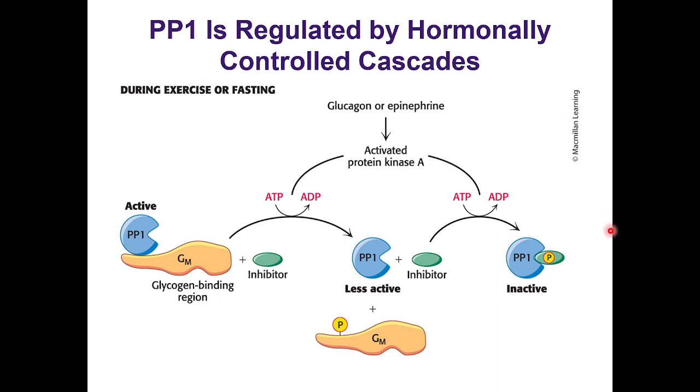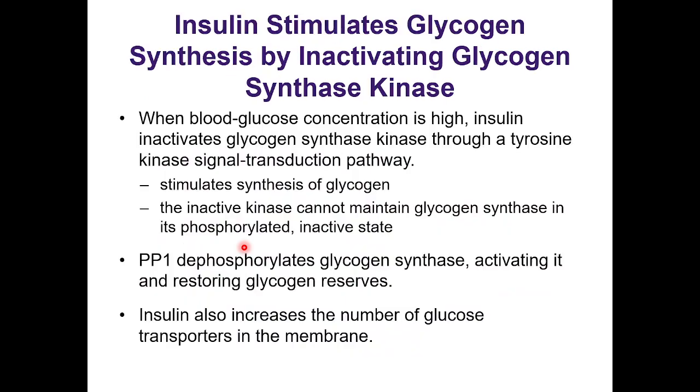Yeah, double phosphorylation. Okay. So when the blood glucose concentration is high, your insulin is going to inactivate the glycogen synthase kinase. This is through a tyrosine kinase signal transduction pathway. This stimulates the synthesis of the glycogen. The inactive kinase cannot maintain glycogen synthase in its phosphorylated inactivated state. The PP1 is going to dephosphorylate the glycogen synthase, activating it and restoring the glycogen reserves.